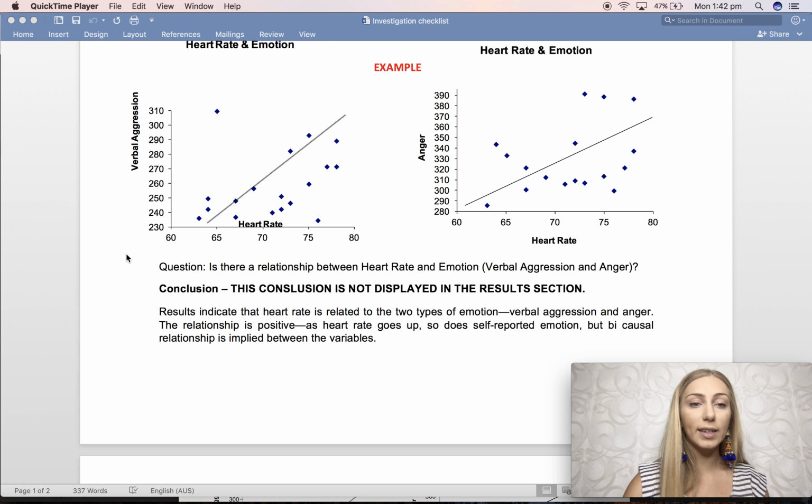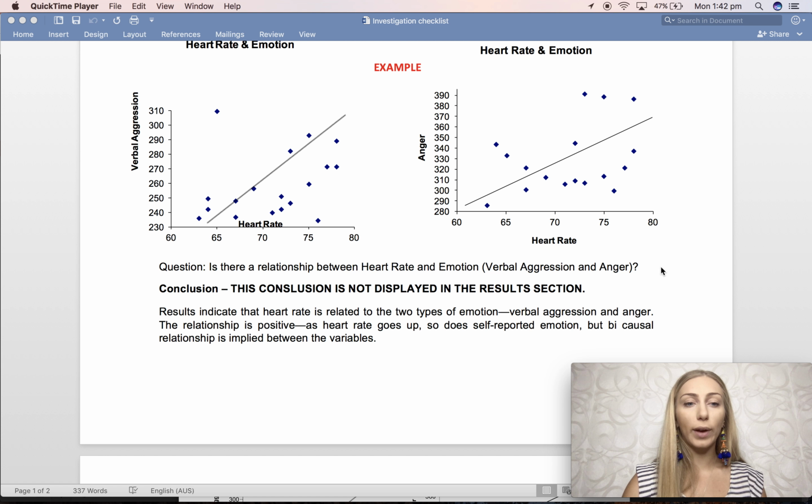So they've got their heart rate data on the x-axis, and then they've got the data that they found for verbal aggression on the y-axis. So they've labelled that correctly. Then within that data, they have placed on their scatter plot the different points that the data links up there. On the other hand, they've got their heart rate down the bottom here on this graph on the x-axis, and the data for the results for the anger on their y-axis, and they've created a scatter plot there as well.